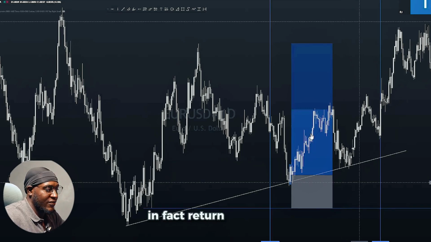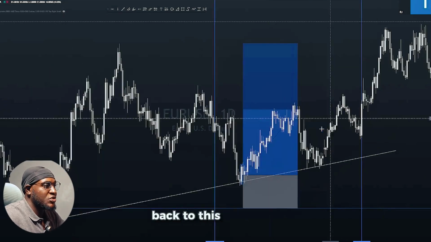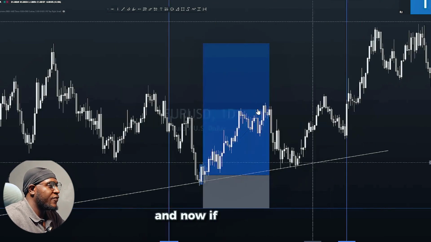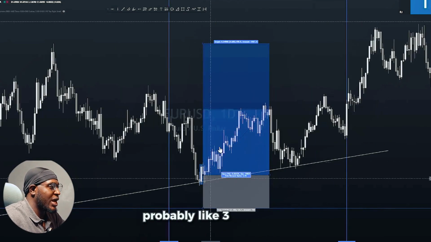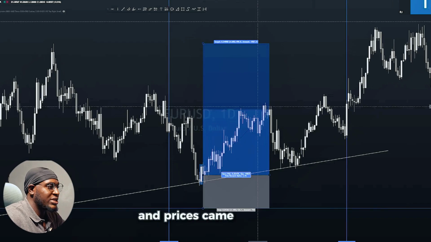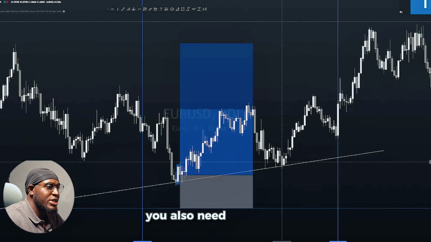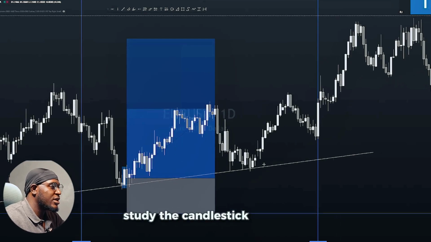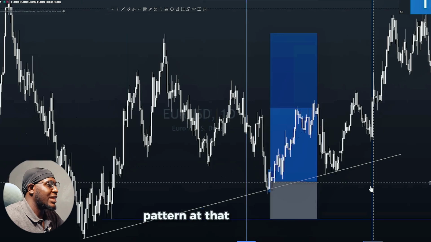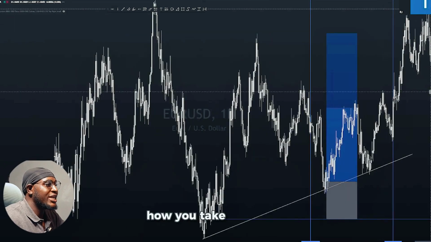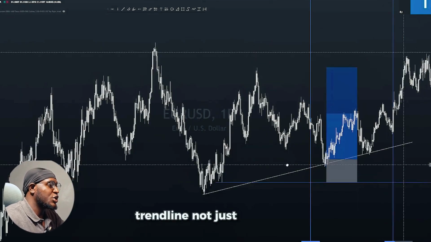Now, prices did, in fact, return back to this trend line again. And if we already took probably like three returns here, and prices came back to the trend line, now if you wanted to make another entry on this trend line, you also need to study the candlestick pattern at that level. Okay, so this is how you take trades off a trend line, not just off the bounce.